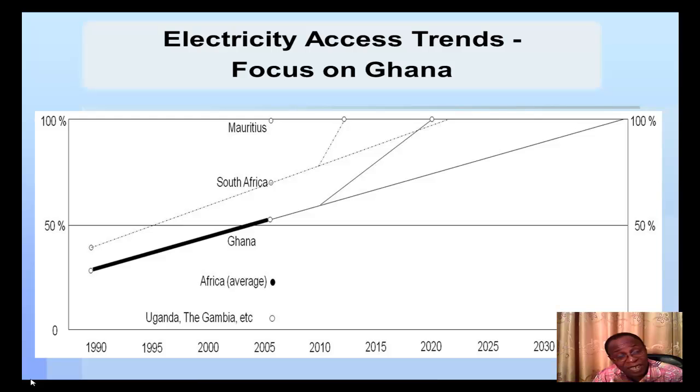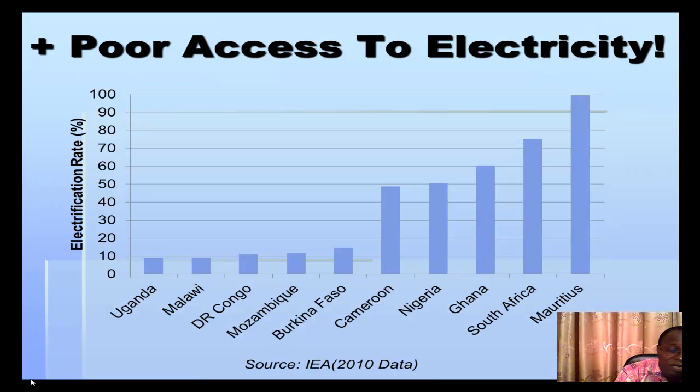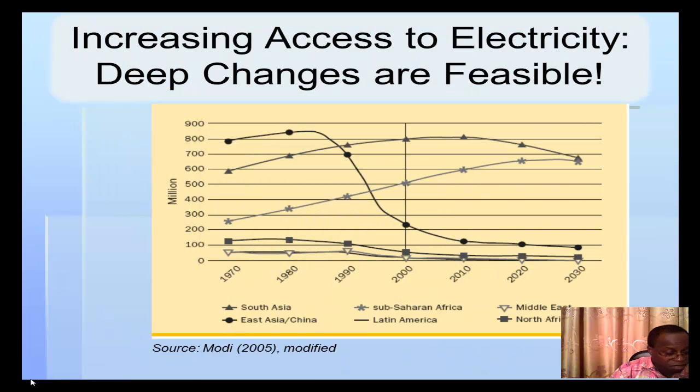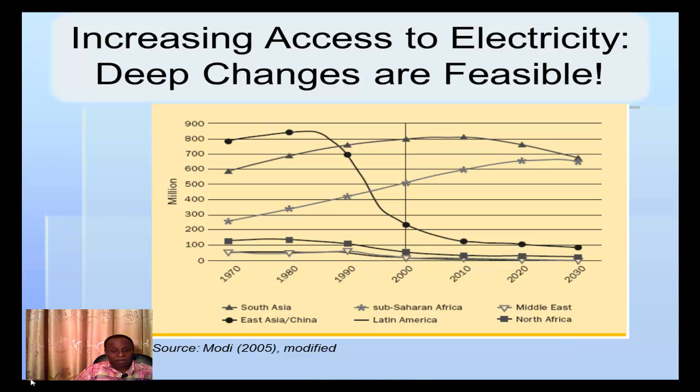Now, if you compare with South Africa, at the time this was done, South Africa was ahead. South Africa still is ahead, as you saw in the previous graph. And there's Mauritius that is already at 100%. The average for Africa in 2005 was a little over 20%, 24, 25%. And you have countries like the Gambia, Uganda, and so on that have 10% or less access to electricity. Now, this chart shows again some more African countries' data for 2010. Mauritius is practically 100%. But on the other hand, you can see Uganda and Malawi, which are below 10%.